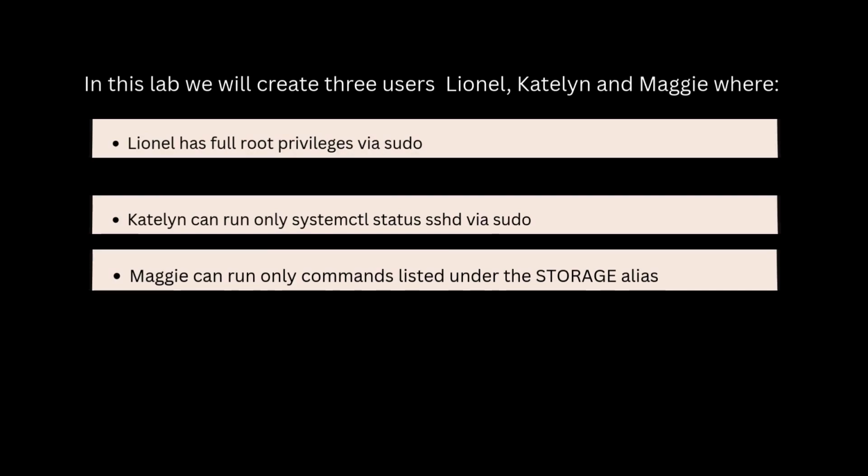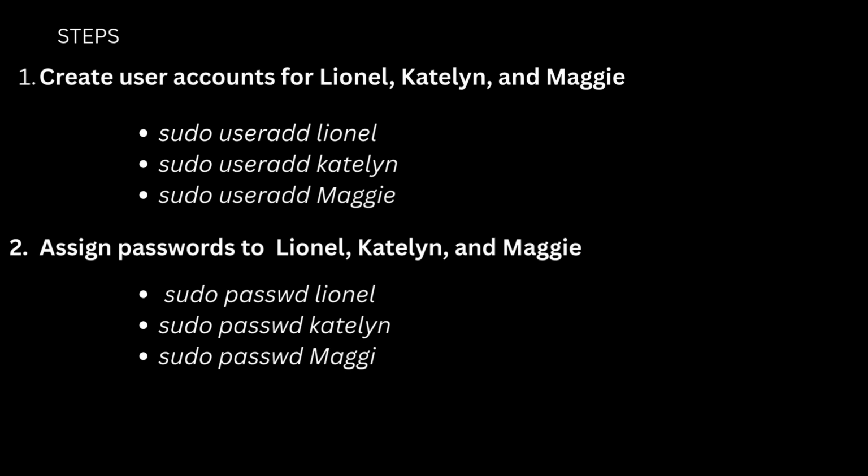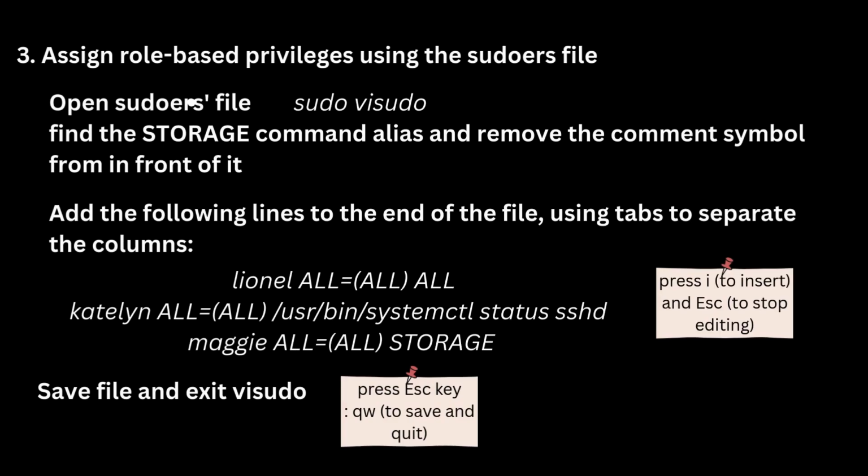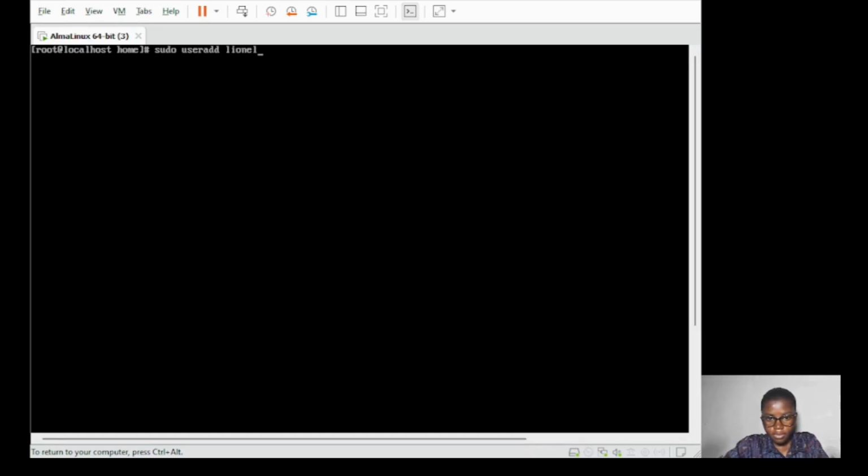For these steps, we'll start by creating user accounts for Lionel, Kathleen, and Maggie. Then we'll assign them passwords. After assigning them passwords, we'll assign role-based privileges using the sudoers file. So we'll open the sudoers file using the command sudo visudo. Then we'll find the storage command alias and uncomment it. Then we'll add these lines of commands to the end of the file. When we're done, we'll save the file and exit visudo. So we'll just look at it from my Kali Linux.